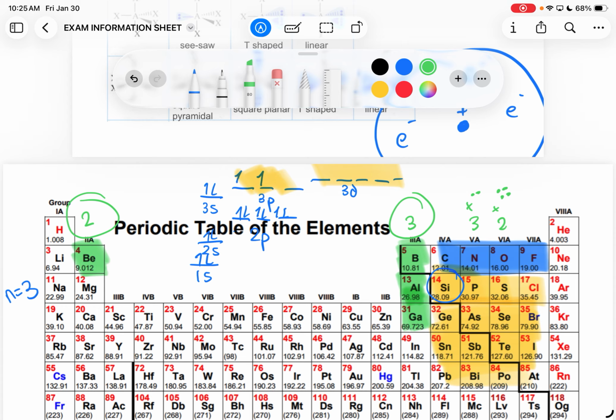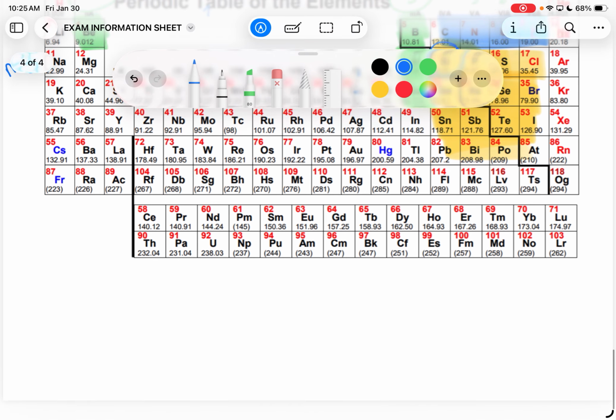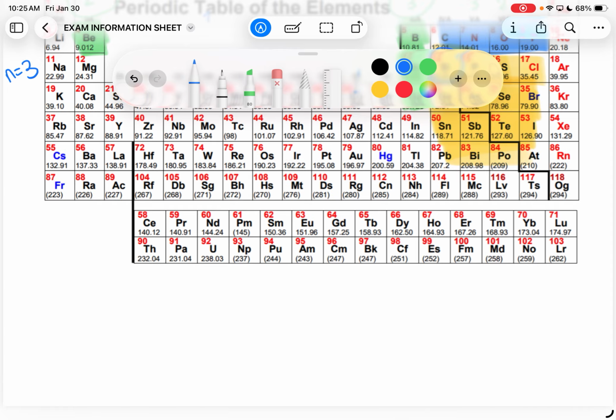Go ahead. The yellow ones overfill. Yeah, so the yellow ones are the ones that overfill. And let's talk about right now why that happens, or why it's able to happen. So I'm going to redraw this orbital diagram. I guess I have a little more space down here. I'll do it down here.